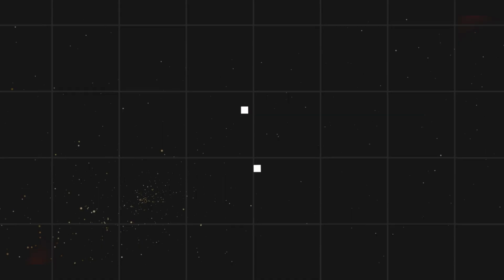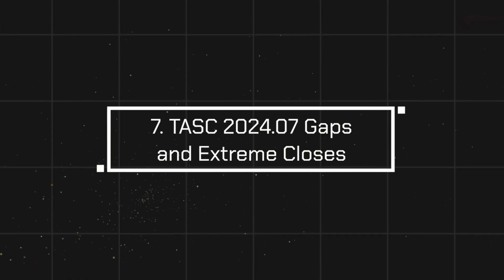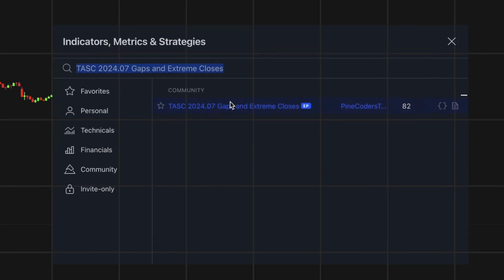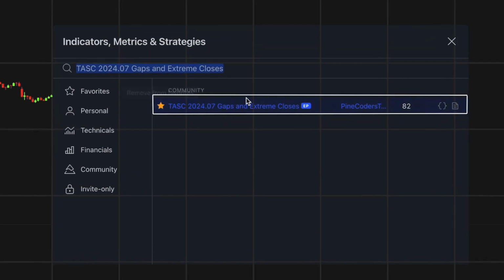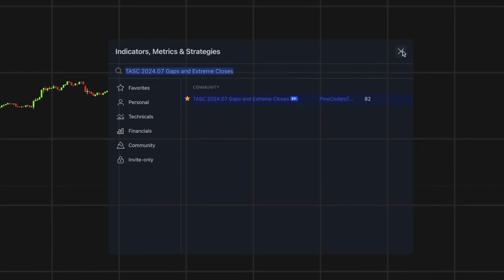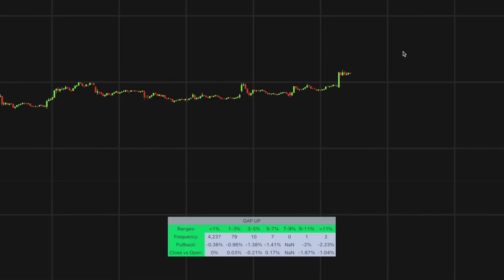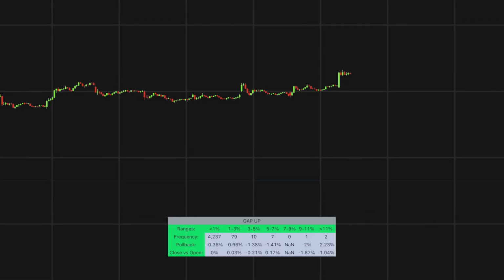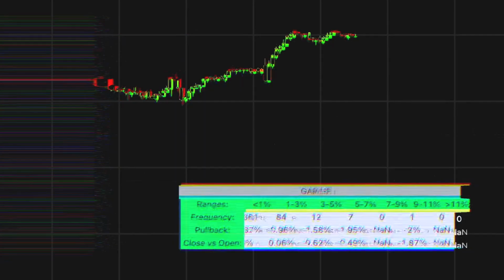On the 7th place, we have an amazing indicator that won an Editor's Pick Award. Only a few traders know about this tool, and even fewer know how to use it properly. It's called Task 2024.07 Gaps and Extreme Closes by Pinecoder's Task. This indicator is specifically designed for trading stocks.